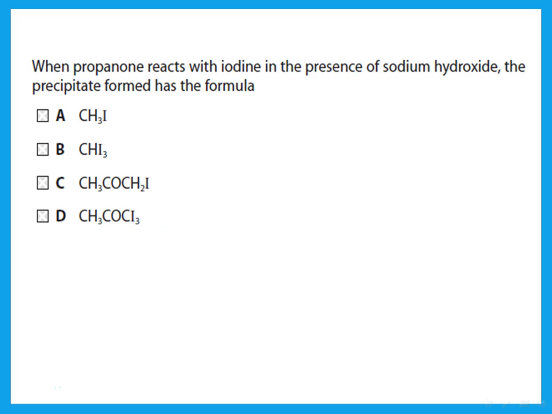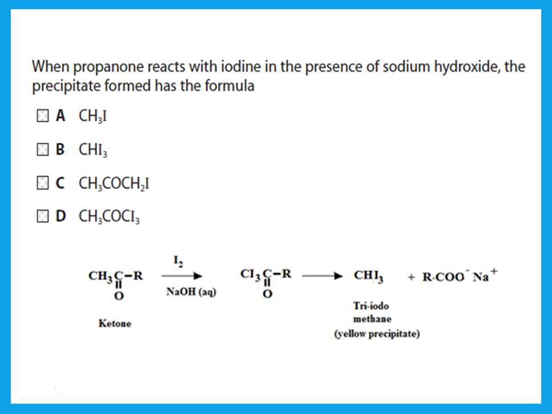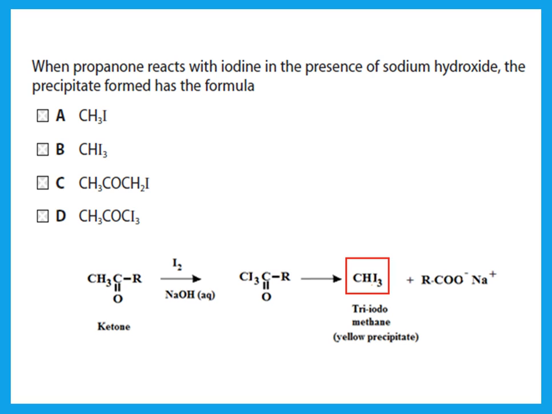When propanone reacts with iodine in presence of sodium hydroxide, the precipitate formed has what formula? Remember, when we have propanone, propanone is CH3CO, CH3. So it does have the CH3CO group, so it will form a yellow precipitate with the aqueous, alkaline iodine. Now the precipitate has what formula? We said this is the formula of the precipitate that is formed.